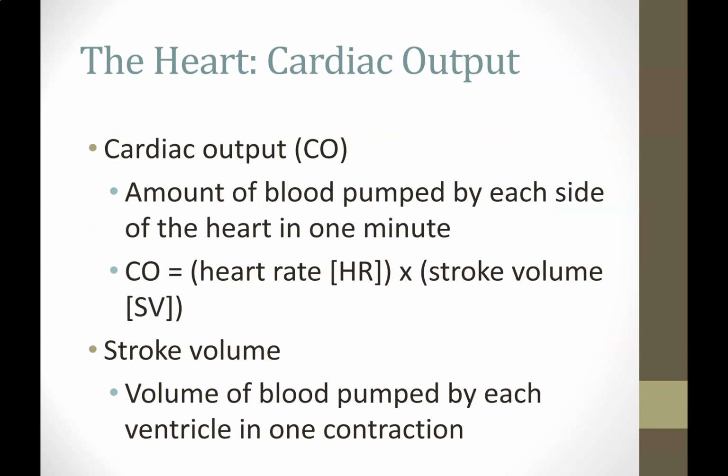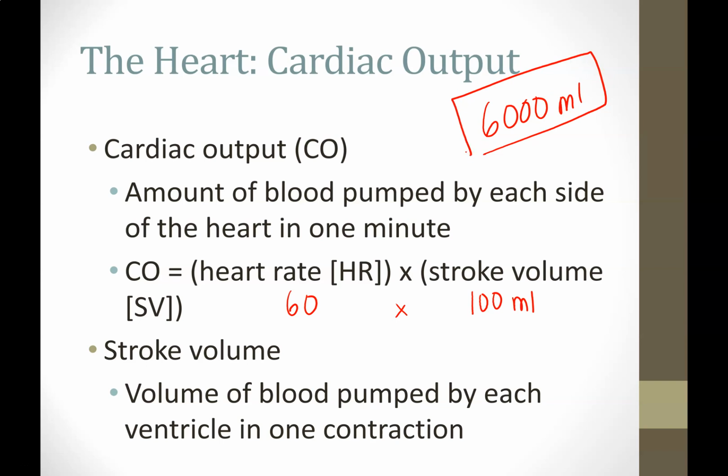And from there, you can figure out what is known as cardiac output. Cardiac output is a simple math problem. So let's say, for example, I'm making this up, that your heart rate is 60 beats per minute. And every time your heart beats, it moves 100 milliliters of blood. What would the cardiac output be? It would be simply 60 times 100, or 6,000 milliliters. And that happens in a minute.